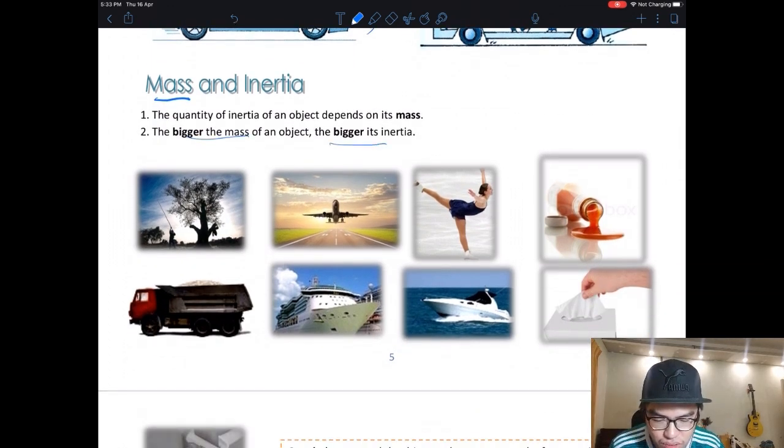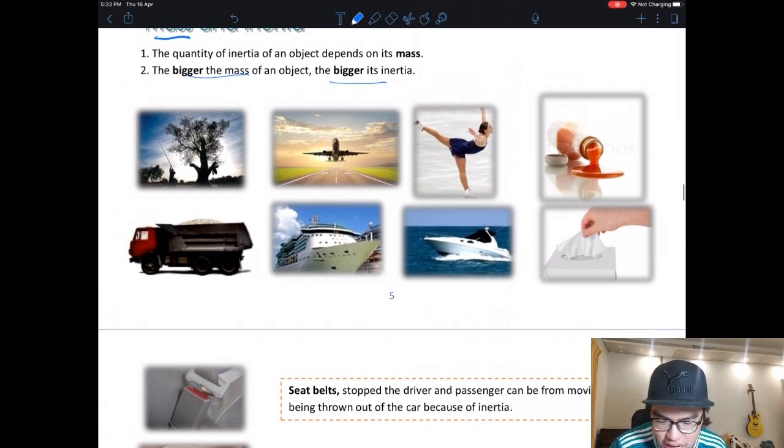All right, so what are the inertia examples here? I'm not sure what's the first. Yes, the chili sauce one.